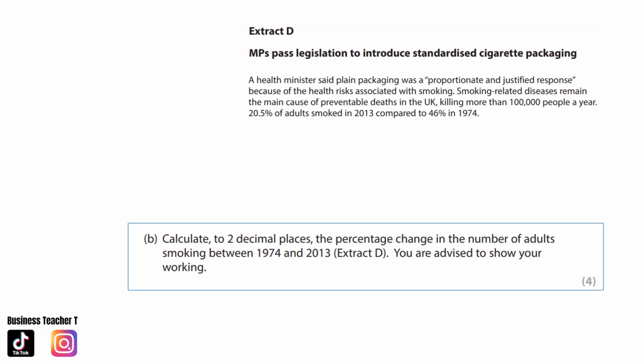Next question. Calculate to 2 decimal places the percentage change in the number of adults smoking between 1974 and 2013. And we'll see that information in Extract D. You are advised to show your working.